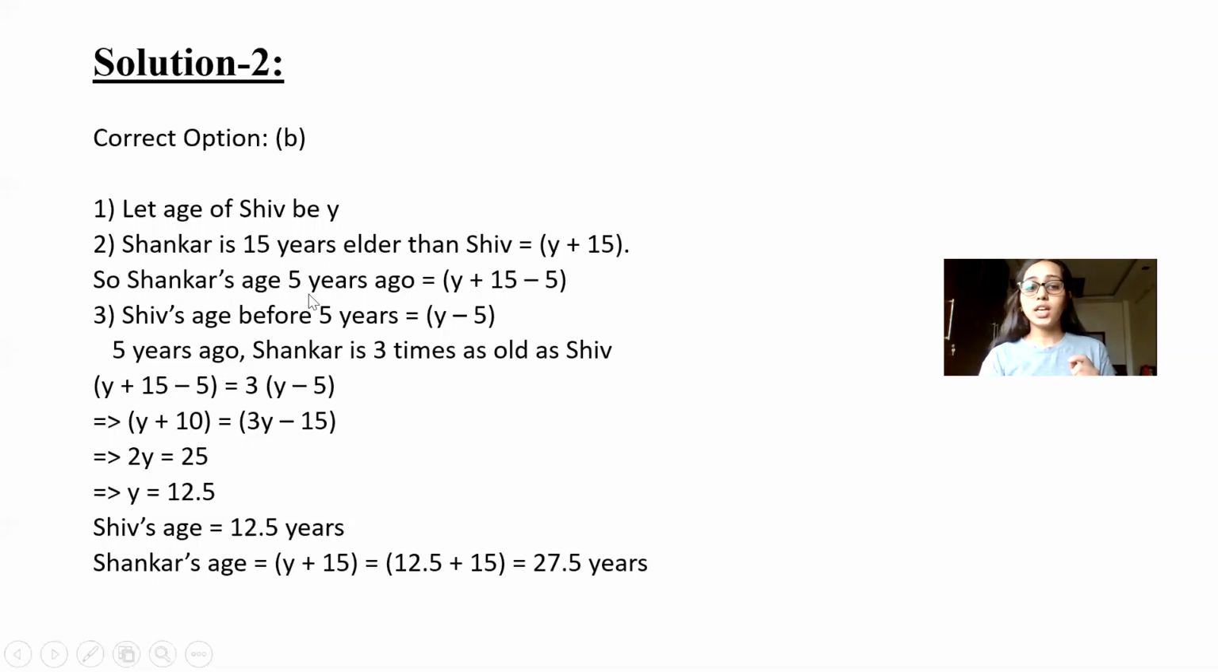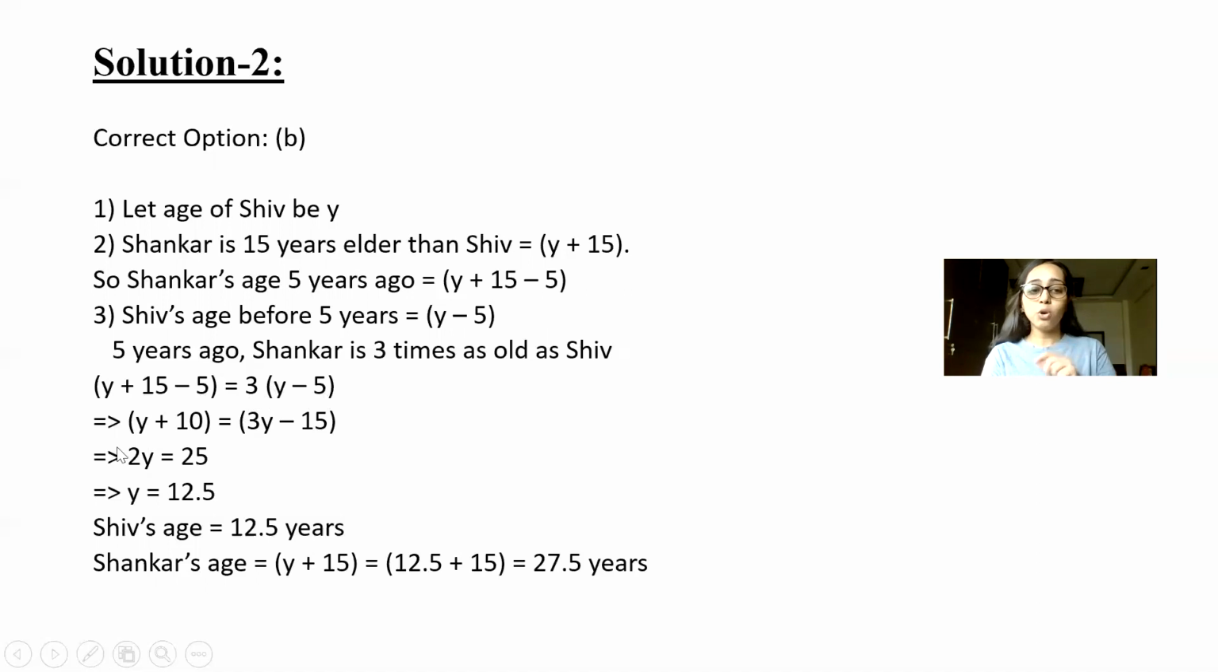Now Shankar 5 years ago. We have one more statement for 5 years ago, so we do y plus 15 minus 5, because we are going into the past. So the statement is y minus 5. Now 5 years ago, Shankar was 3 times older than Shiv, right? So what is Shiv's age 5 years ago? y minus 5, and 3 times elder, so we put 3 into y minus 5. So we have one equation as y plus 15 minus 5, or simply y plus 10, because 15 minus 5 is 10.